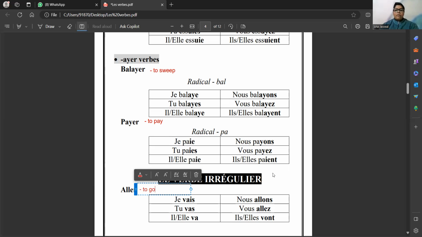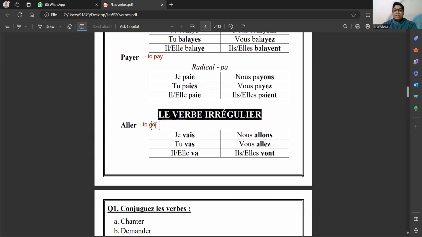Okay, now see, these were the regular ones. There were some subcategories, but the endings were not changing. There were E, ES, E, ONS, EZ, ENT only. But this is the only one, there is only one irregular one.